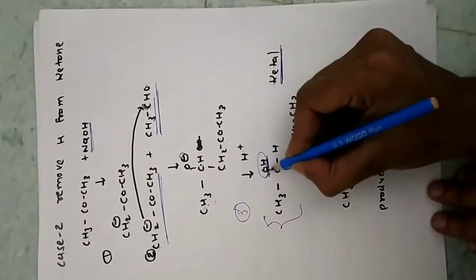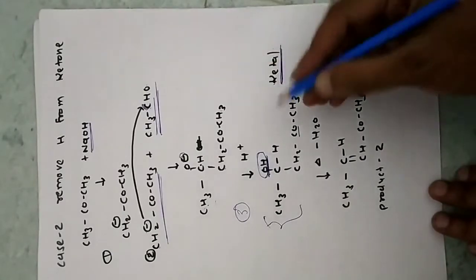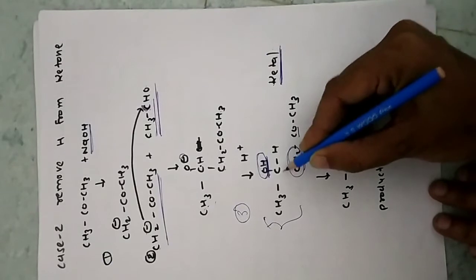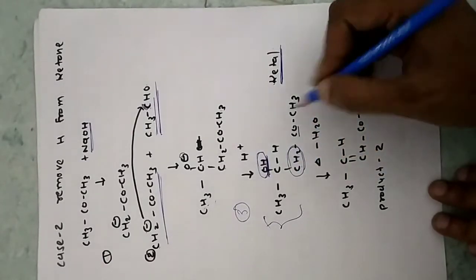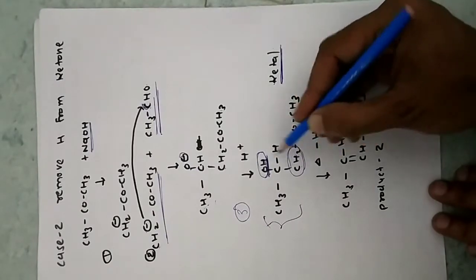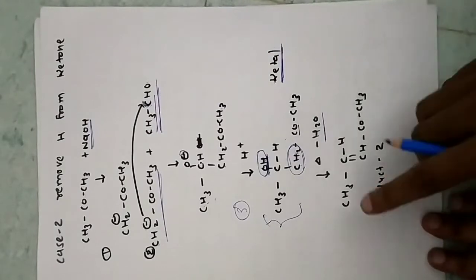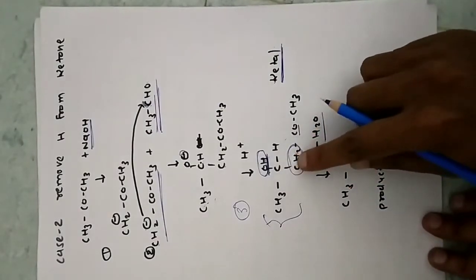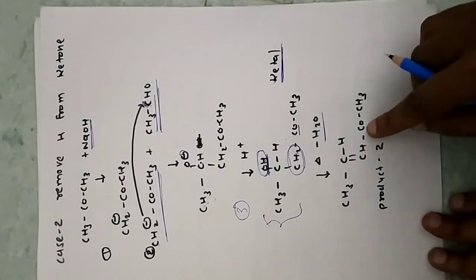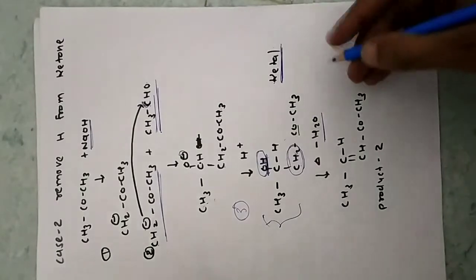OH from this carbon on adjacent carbon and inner one. Which one is inner one? This carbon. It is adjacent and inner one. So hydrogen from this carbon, OH and H, they both will remove here, forming H2O. So double bond between them comes here, CH3CH double bond CH2COCH3. So this one is our product second.